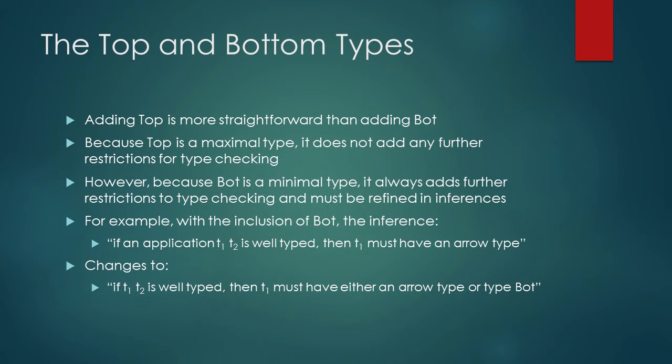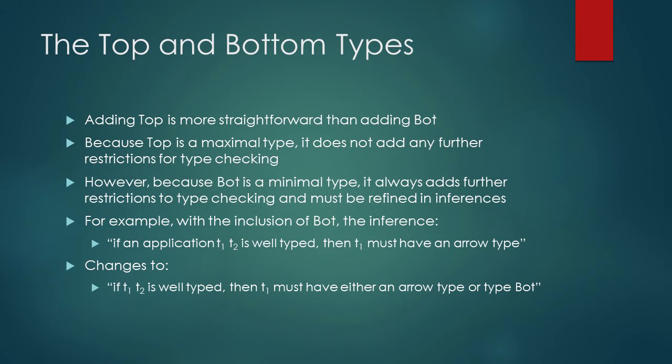So just going through the pros and cons and functions of these two. As I said before, adding top is much more straightforward because it does not add any further restrictions due to the fact that it's a maximal type. Bottom, of course, being a minimal type, adds much further restrictiveness.